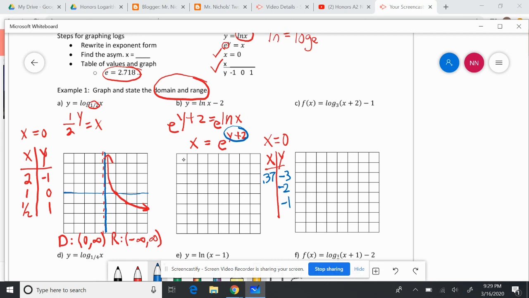We're going to plug in a -2. -2 plus 2 is 0. Anything to the 0 is 1. And when we plug in a -1, -1 plus 2 is 1. e to the 1 is 2.7. So we're going to graph this just like what we did with the other ones.